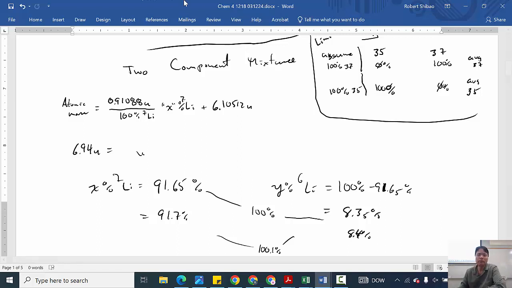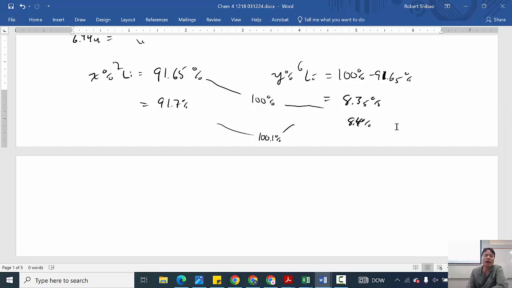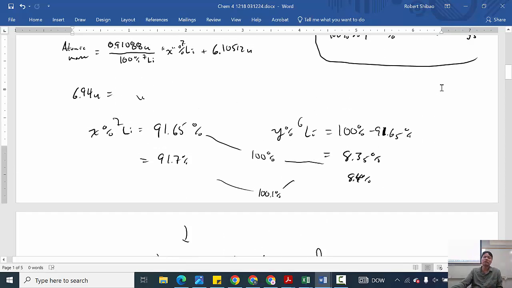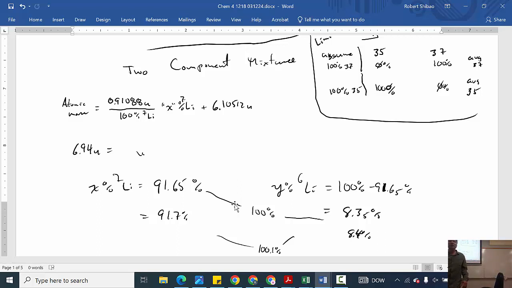So this is one way. Now we can double check this. The way we double check this is just to plug it back in and go the other direction. We can double check this mentally. So for example, this is reasonable. If it's 92% lithium 7, then the mass should be closer to 7 than it is to 6. Is the average closer to 7 than it is to 6? Yeah, it's 6.94, which is pretty close to 7.